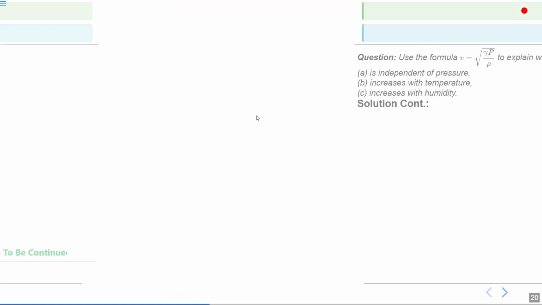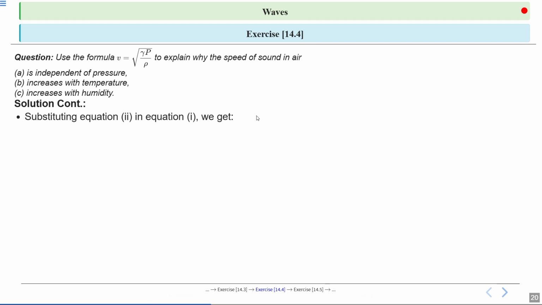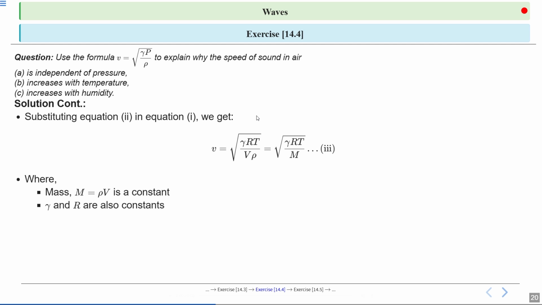Now substituting equation second in equation first, we get V equal to under root gamma RT divided by V into rho. So it will be under root gamma RT divided by M. Consider this as equation third, where M equal to rho V is a constant. Gamma and R are also constants. We conclude from equation third that V is directly proportional to under root T.